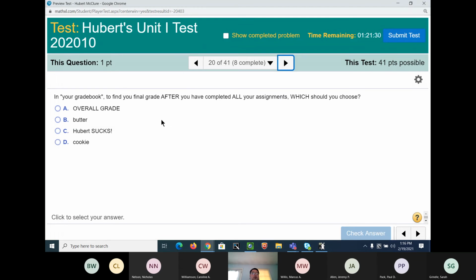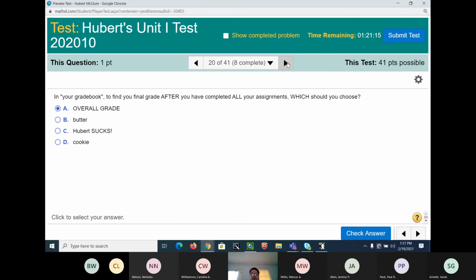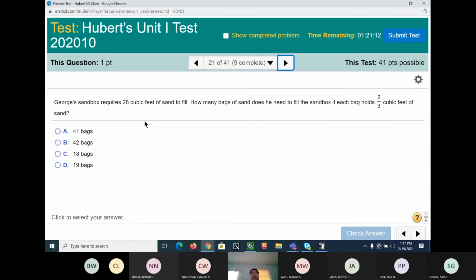Next. In your grade book, what do you hit when you want to find your grade? Well, it used to be overall grade, but they got tired of people asking how do you find your grade. So they just make it go to overall grade. And now you click on calculation to see. So they don't do that anymore. So it's overall grade.